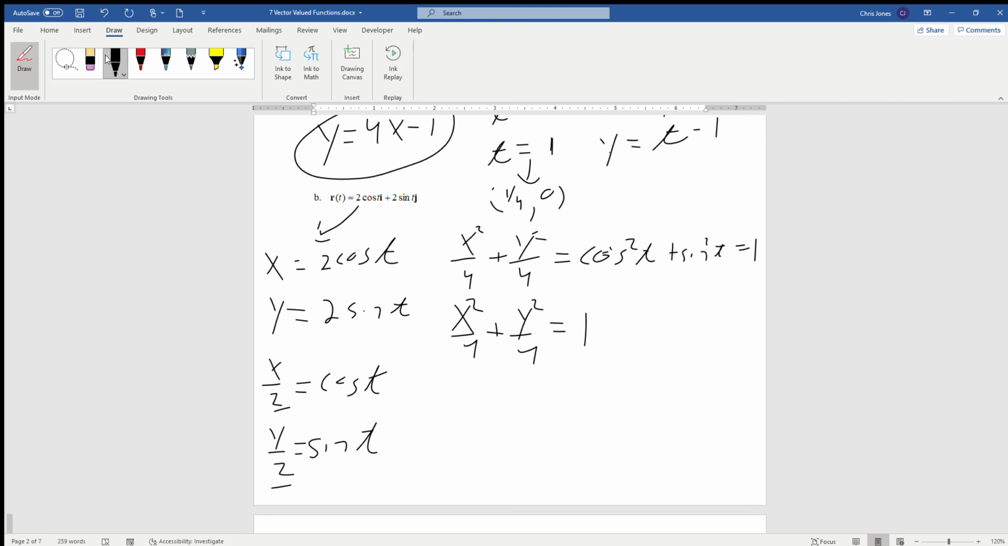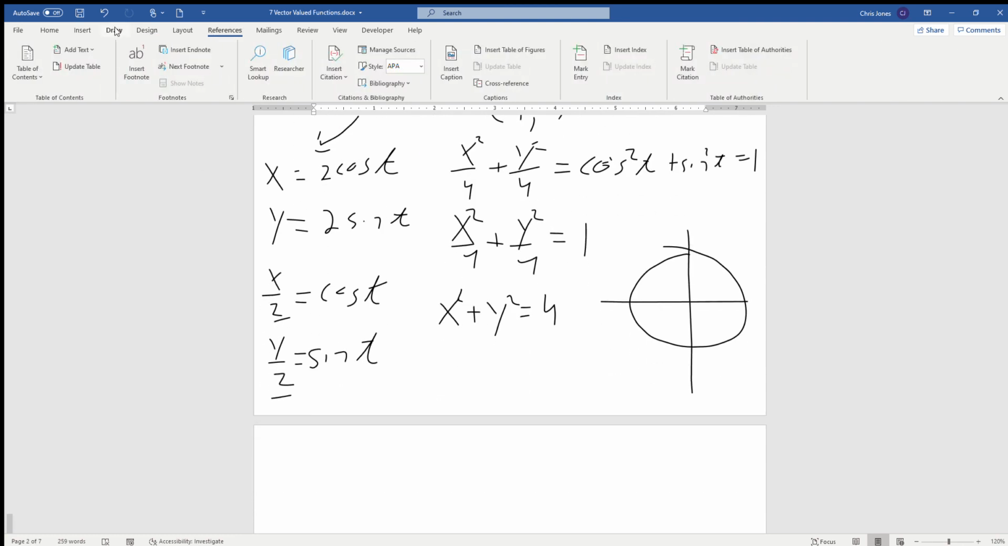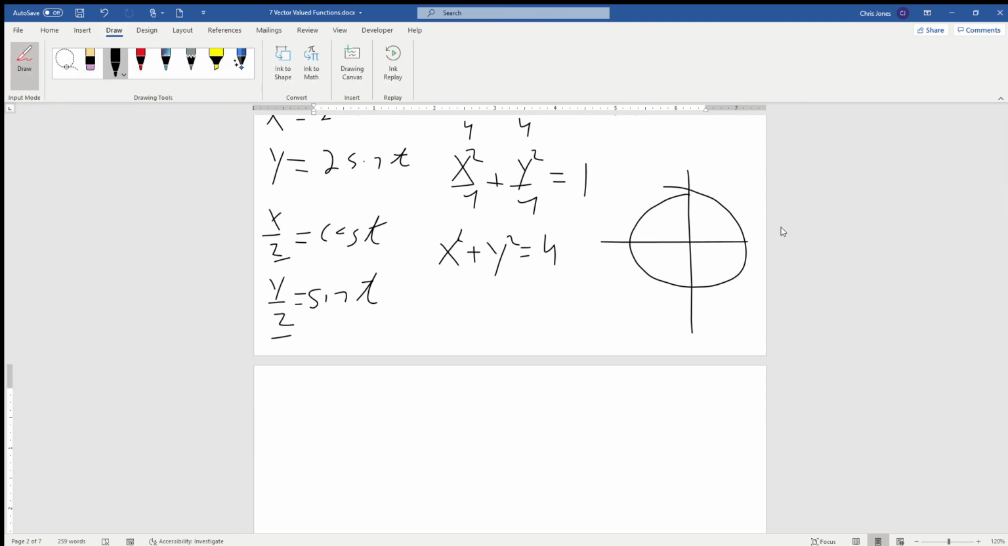And here's how we can figure that out. We could just multiply both sides by 4. So we would get x squared plus y squared is equal to 4. So we have a circle of radius 2 at the origin. And just like the previous problem, we have to determine what the orientation of this might be. To figure the orientation, let's just let t be equal to two values in succession. So let's let t be equal to 0, and let's let t be equal to pi halves.